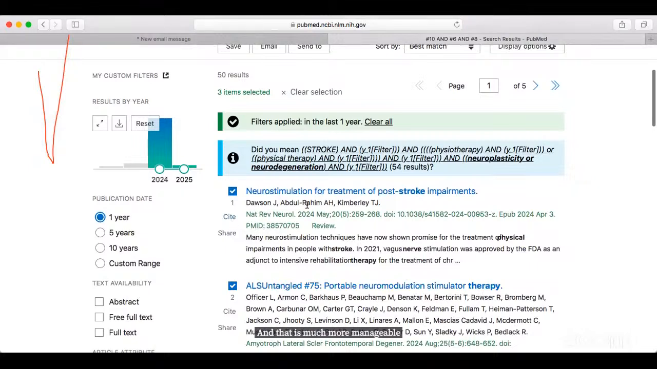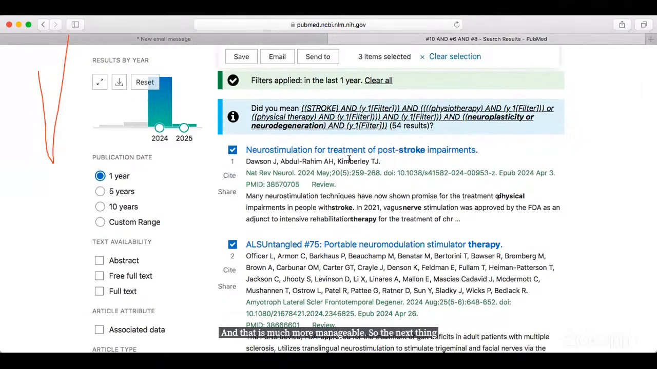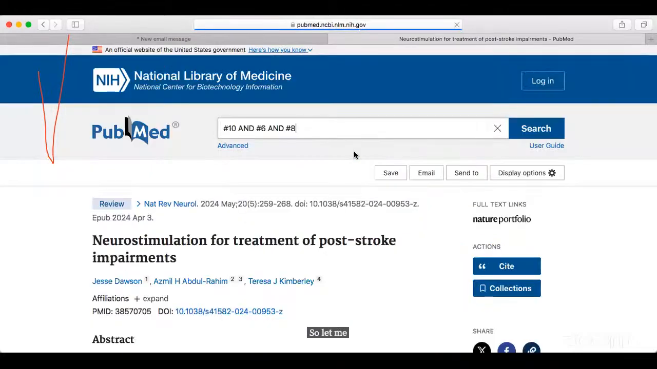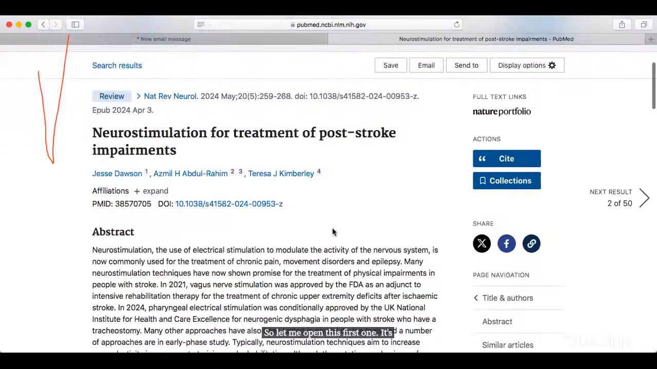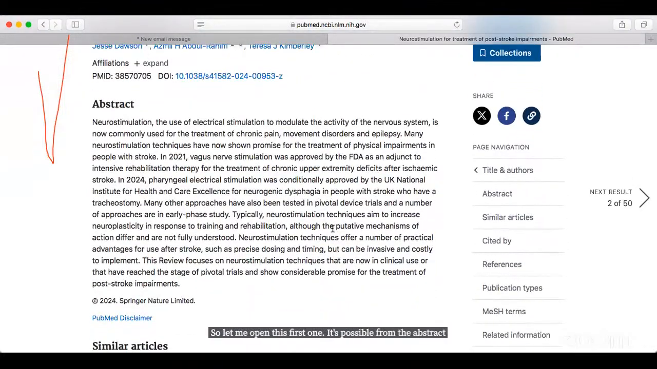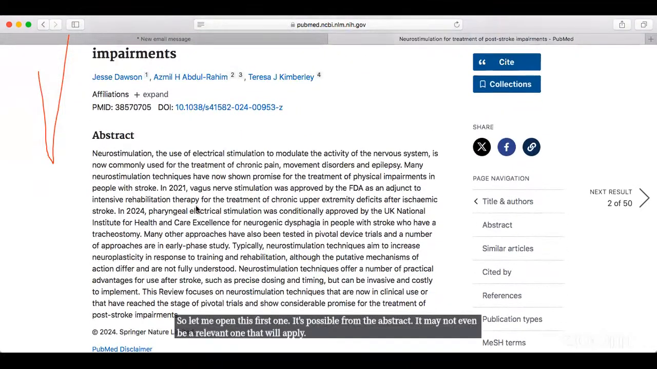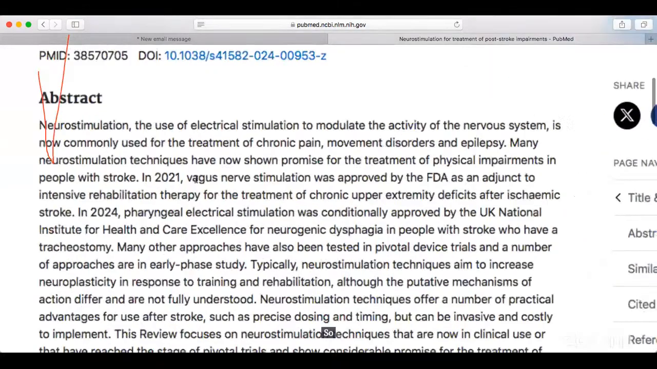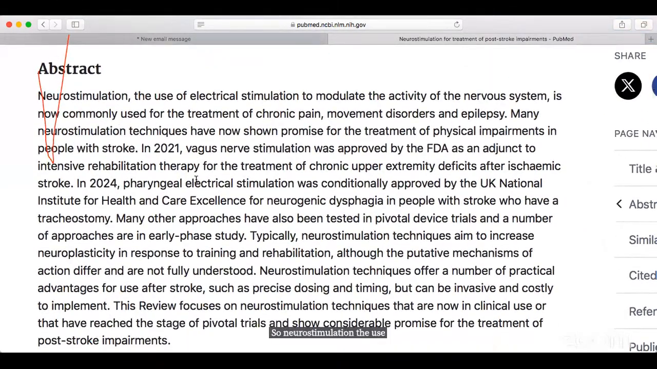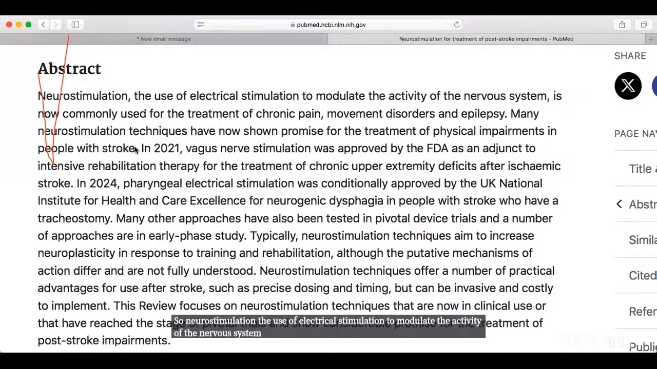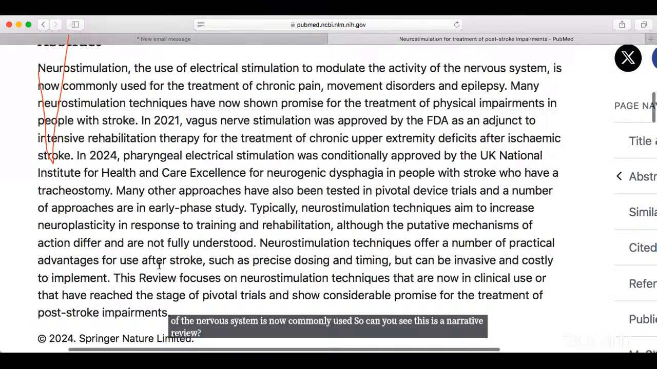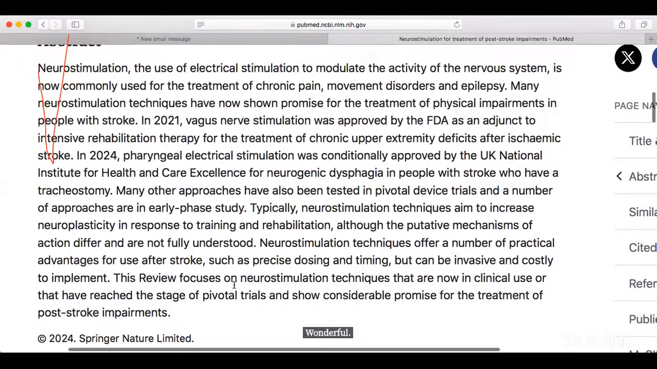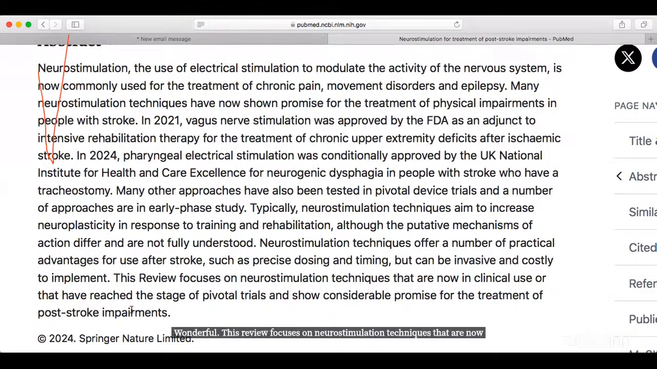So the next thing is to now open that article. Let me open this first one. It's possible from the abstract, it may not even be a relevant one that will apply. Neurostimulation, the use of electrical stimulation to modulate the activity of the nervous system, is now commonly used. Can you see this is a narrative review? Aha, wonderful. This review focuses on neurostimulation techniques that are now in clinical use or that have reached the stage.